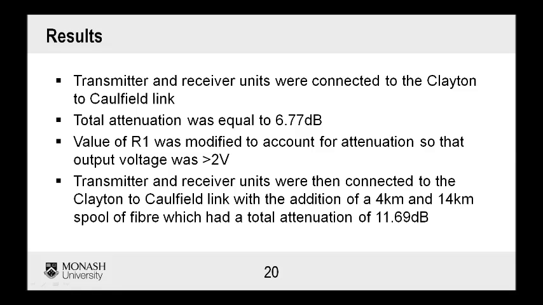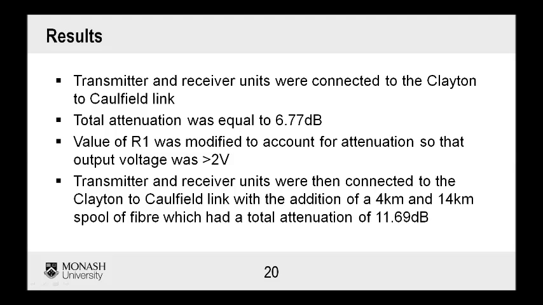After we tested the system over a distance of 5 meters, we connected the transmitter and receiver units to the fiber optic link, which goes on a return trip from Clayton to Caulfield. Across this distance, we measured a total attenuation of 6.77 decibels, and we were able to send data across the link at a data rate of 2 megabits per second.